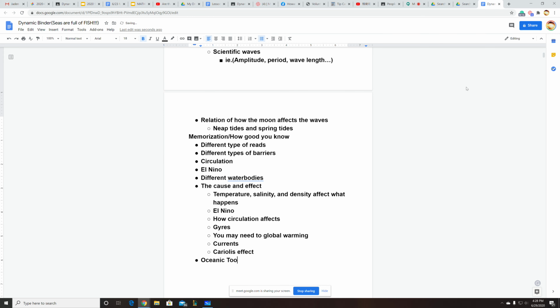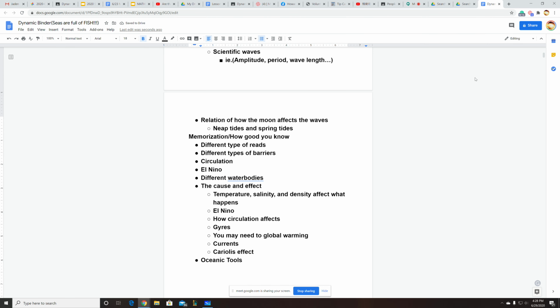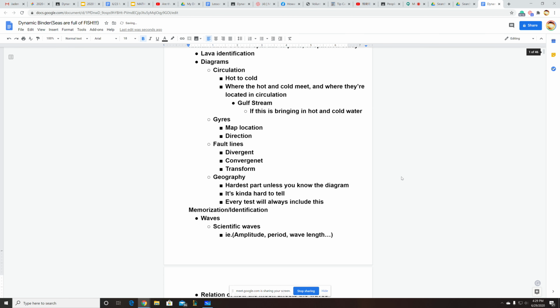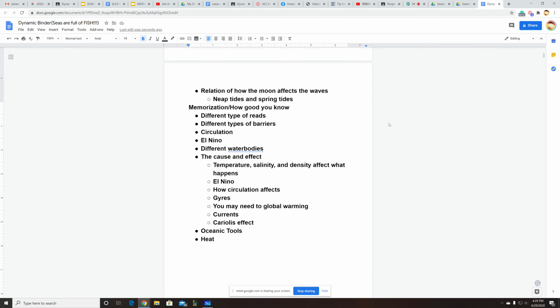Oh man, there's so much stuff in Dynamic Planet that you kind of forget some. And then it's just heat. Well, it's just heat. And these are the main things I believe you need to know. It's basically this. It's actually on the dynamic binder.